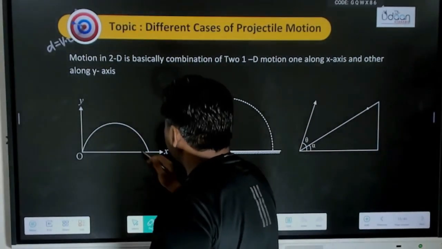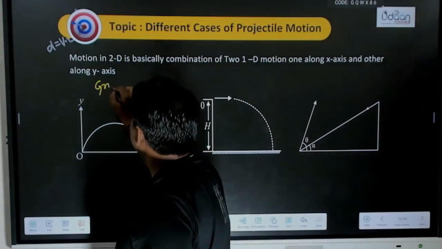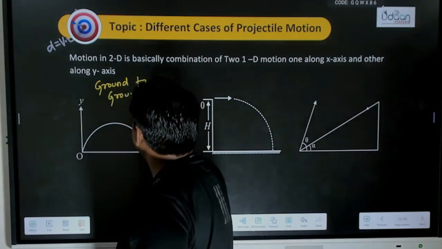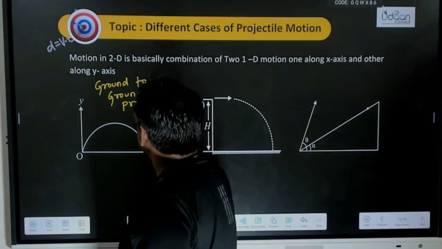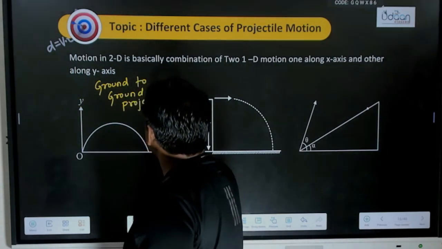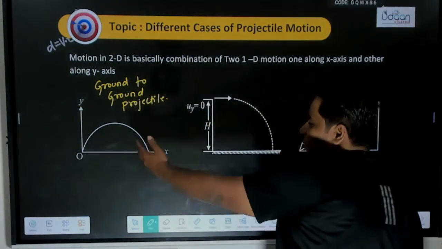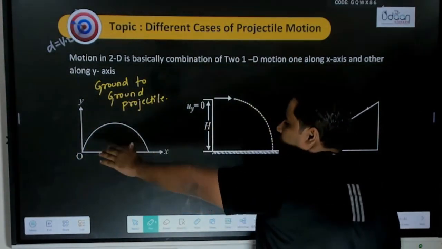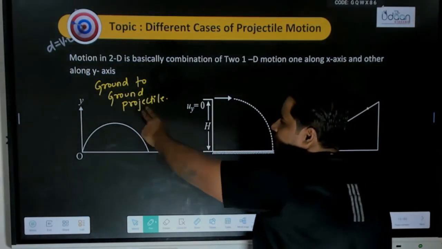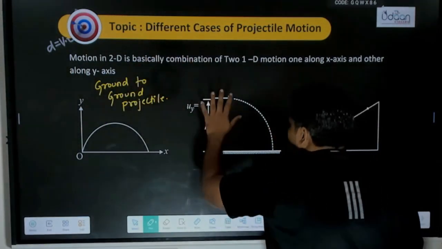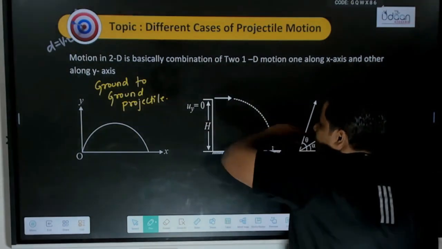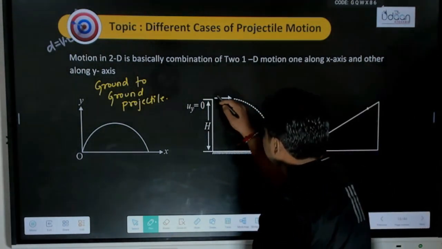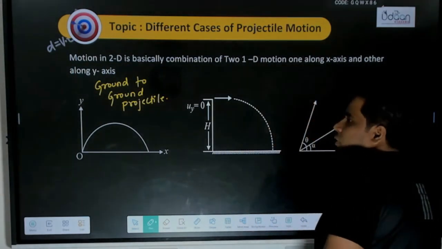What are the different cases? This is called ground to ground projectile. Why? It is because from where the object has been projected, it is coming on the same horizontal level, so it will be said as ground to ground projectile motion. Here, if the object has been projected horizontally, it is coming to some particular point on the ground, and that point is h height below the point of projection.